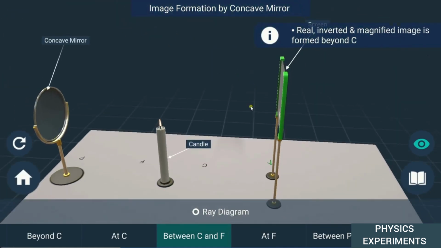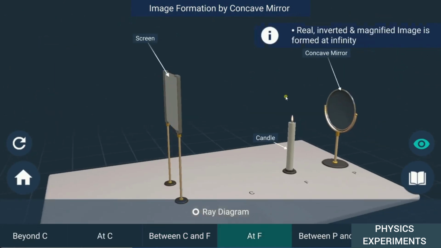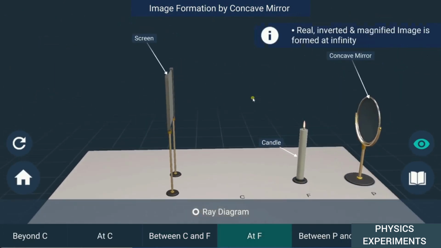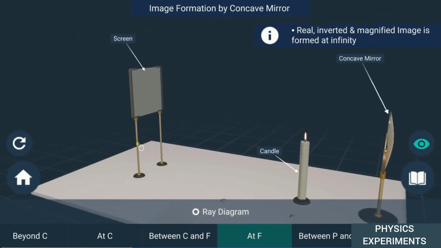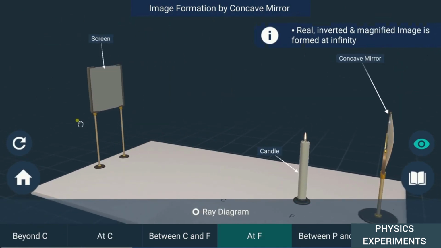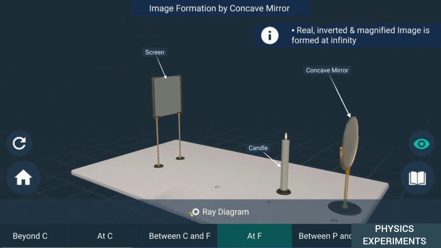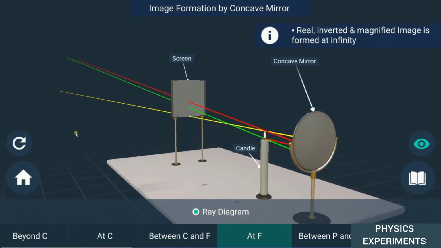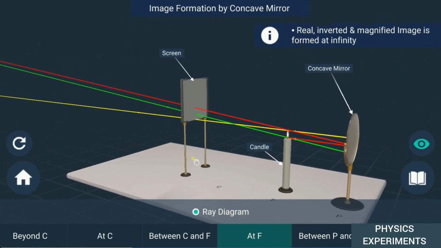With the candle placed at F, adjust the position of the screen. We can see that an image could not be captured on the screen at a very large distance. This can be verified with the help of the ray diagram. Here, we can see that a highly enlarged image is formed at infinity.